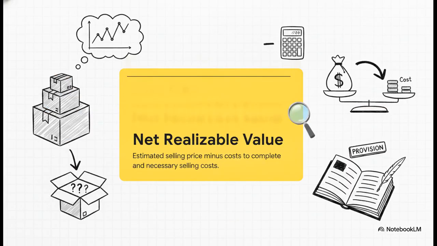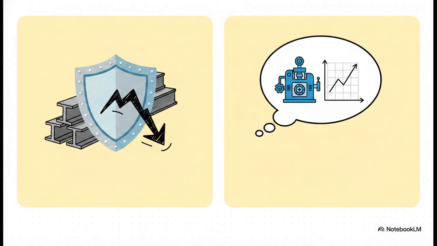To solve this, VAS-02 uses something called Net Realizable Value, or NRV. Basically, it demands that at the end of the year, you compare the original historical cost to the NRV. The NRV is just what you realistically expect to sell the item for, minus any costs you need to finish it and actually make the sale. If that NRV drops below your original cost, you have to write down the inventory value immediately by creating a provision. No exceptions. Well, actually, there is one brilliantly logical exception.